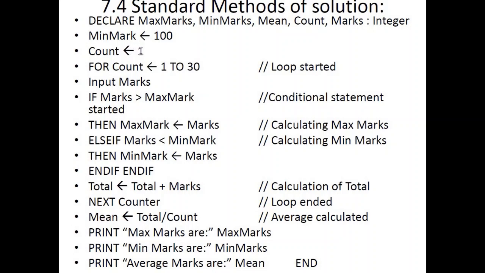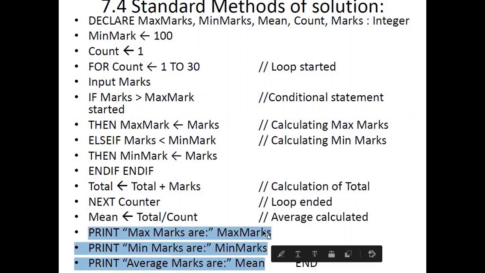Now the benefit of initializing count as 1 is that I can simply use its value in the formula for average. Average is sum of numbers divided by number of numbers. Count is the number of numbers, and total is the sum of numbers. So I can simply write mean or average equals total upon count. Otherwise, if I had initialized it at 0, then I would have written it as total divided by count plus 1, or total divided by whatever value I have written over here, 30, 20, 60, whatever it is. Then we simply print our results: max marks are, and then the variable name, minimum marks are, variable name, average marks are, and the variable name, that is mean. End.